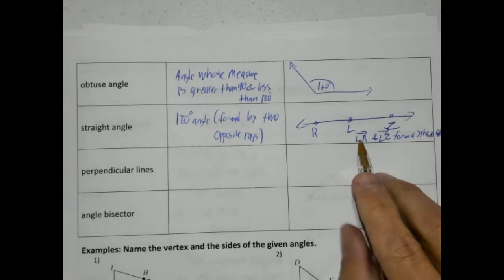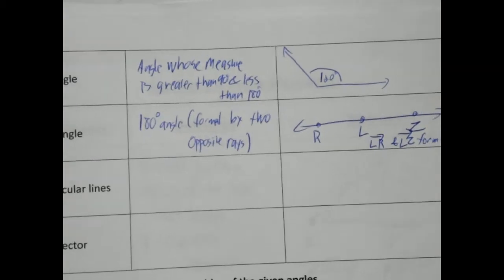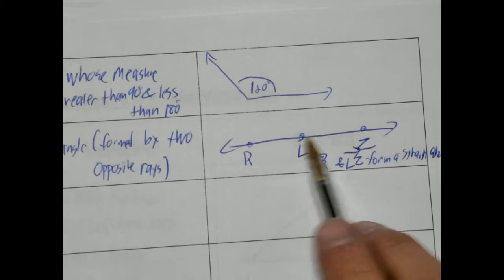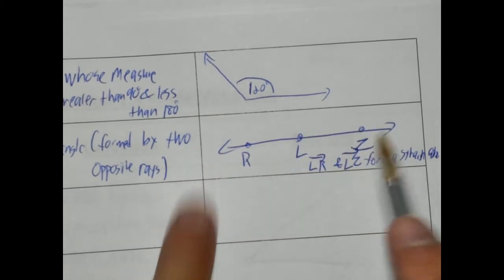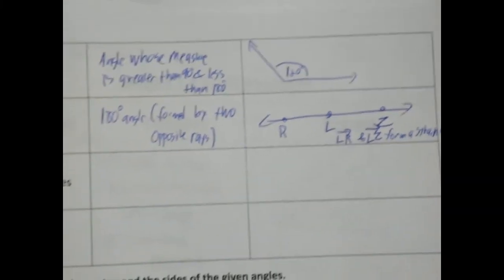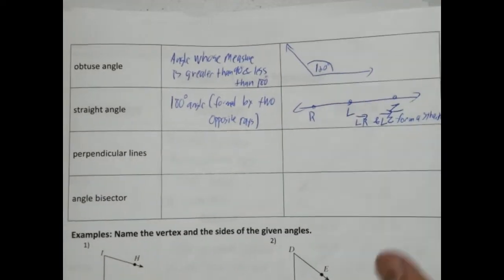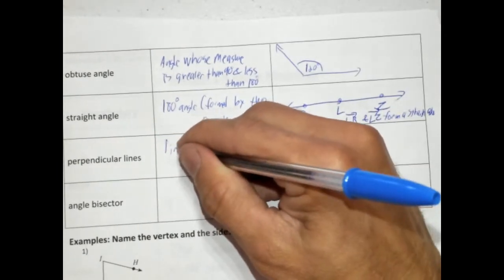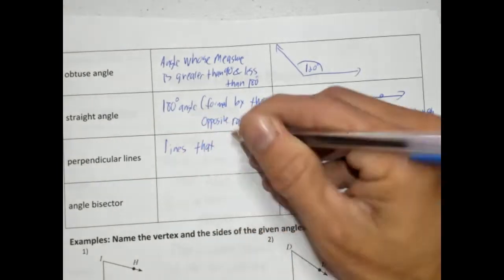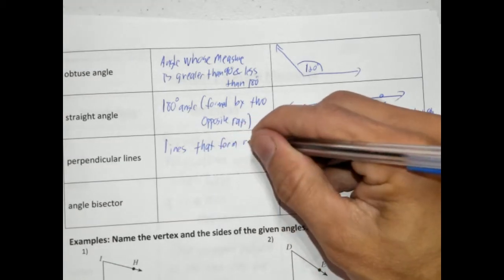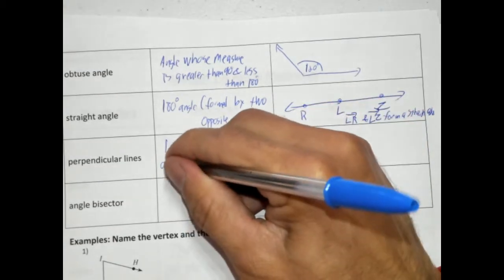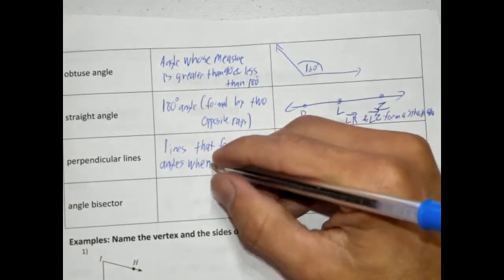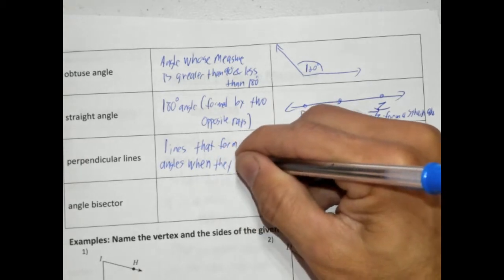Okay. So remember the notation here is important. Let me zoom in because you can see that. I wrote that kind of small. Sorry. So ray LR, which is this way because of the notation, and ray LZ, which is this way because of the notation, that forms a straight angle. So, okay. What else we got? Perpendicular lines. Okay, so perpendicular lines are lines that form right angles when they intersect.